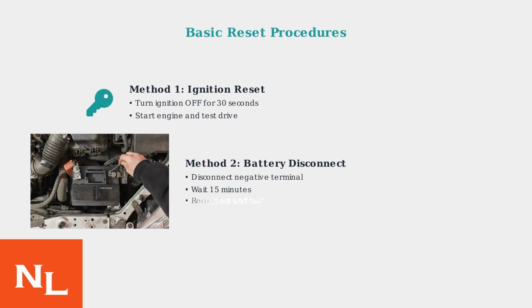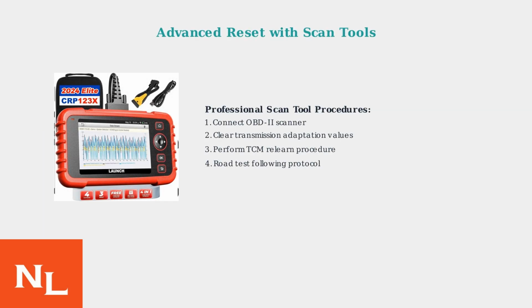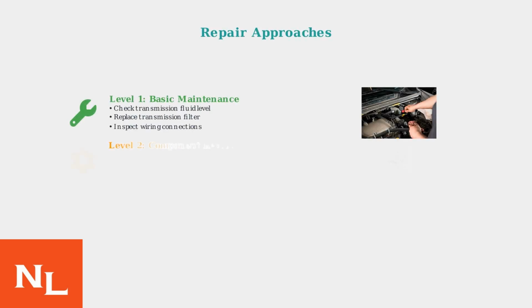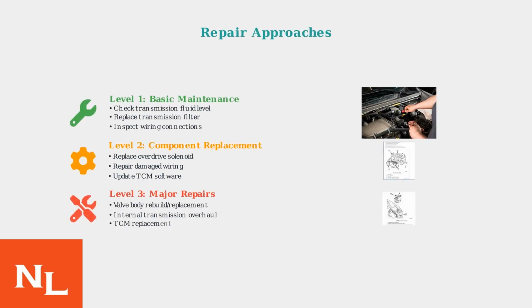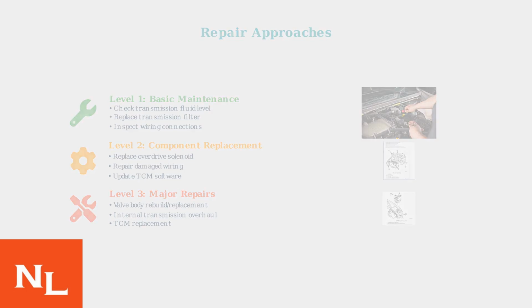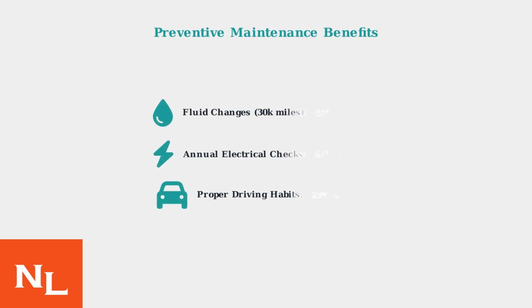When your overdrive warning light appears, start with these basic reset procedures that can resolve many common issues. For more complex issues, professional diagnostic scan tools can perform advanced resets by clearing transmission adaptation values and running relearn procedures. Repair approaches are organized into three levels, from basic maintenance to major component replacement, depending on the severity of the issue. Regular preventive maintenance can dramatically reduce overdrive problems.